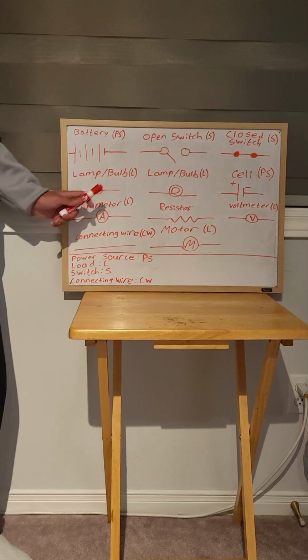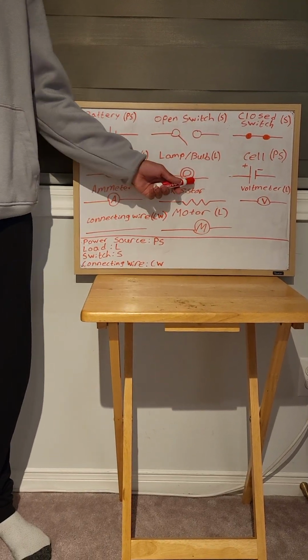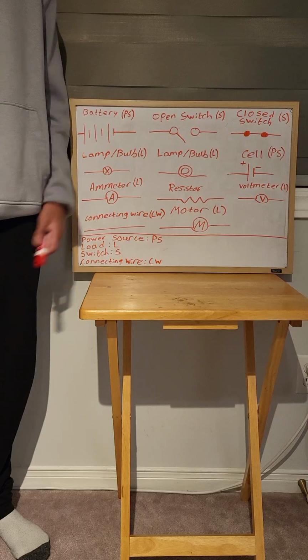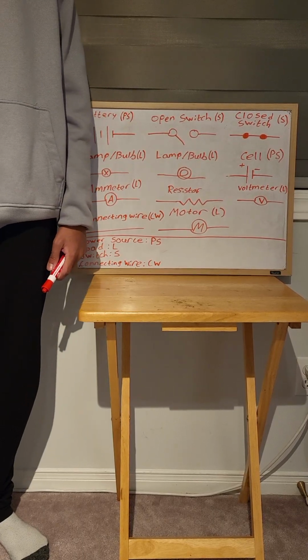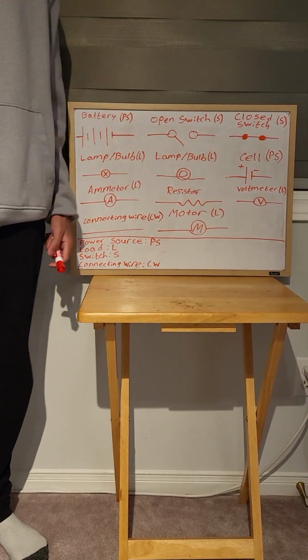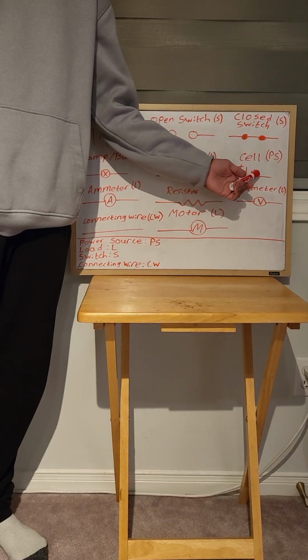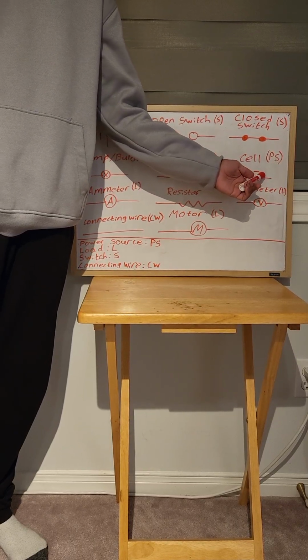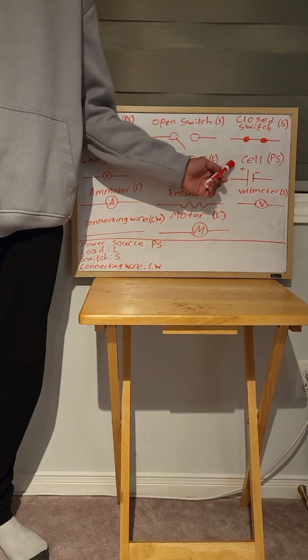Lamp or bulb can be drawn in two different ways, with an X and a circle, or a loop-de-loop and a circle. For a cell, that's part of the battery, negative, so the electrons flow out of the negative terminal because they're repelled from it and they go to the positive terminal.